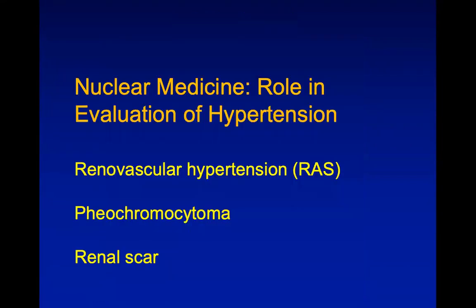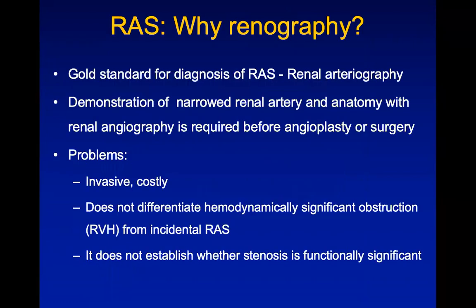Briefly on the role of evaluation of hypertension. So you have hypertension for, by renal causes can be renovascular hypertension, or you may have a pheochromocytoma, or you may have a renal scar. So how does nuclear medicine help in these?